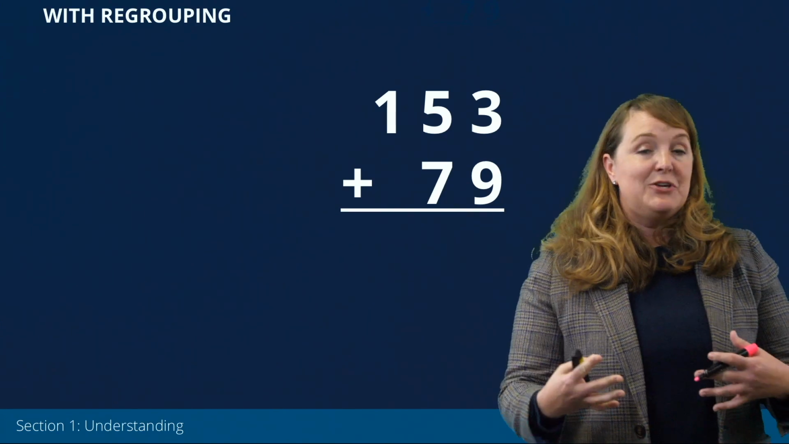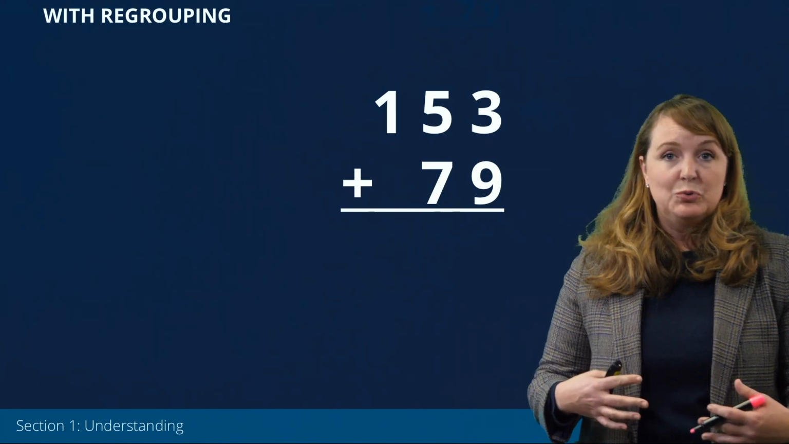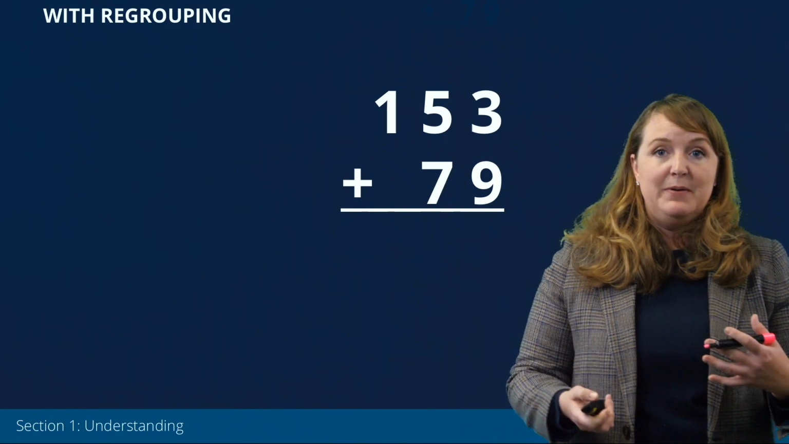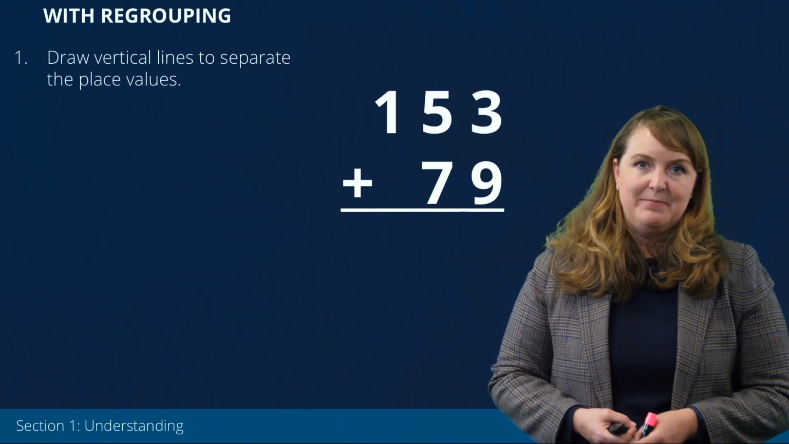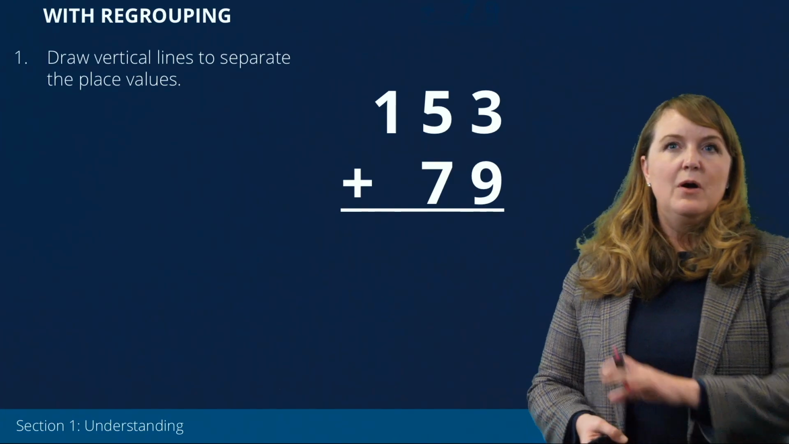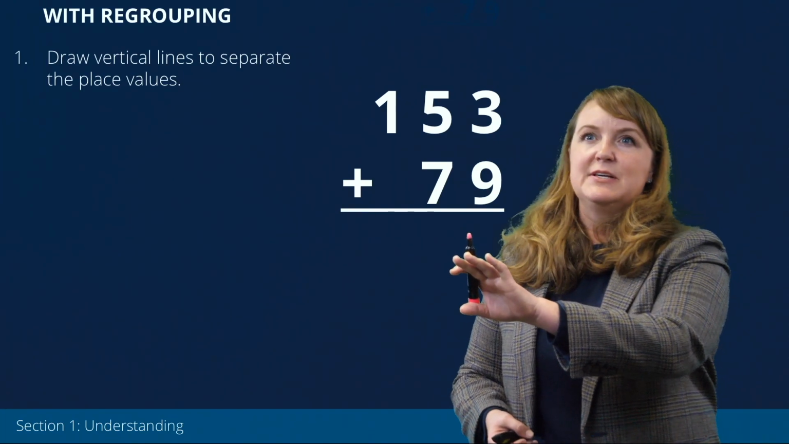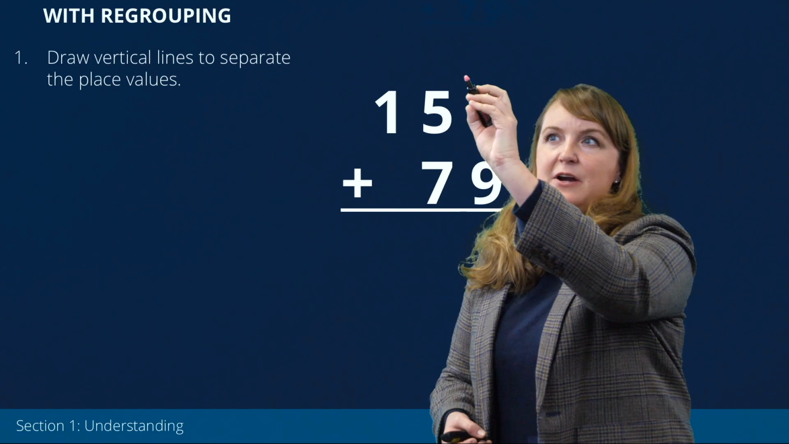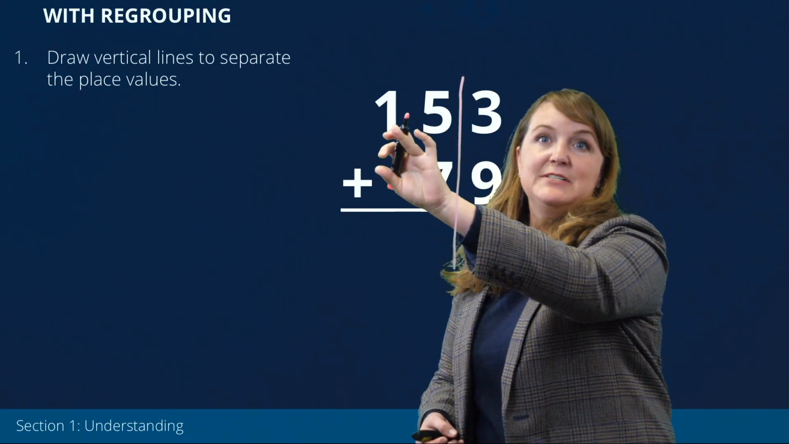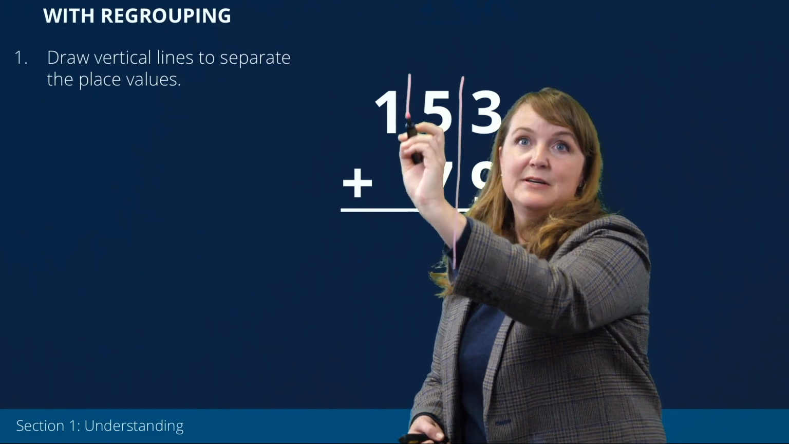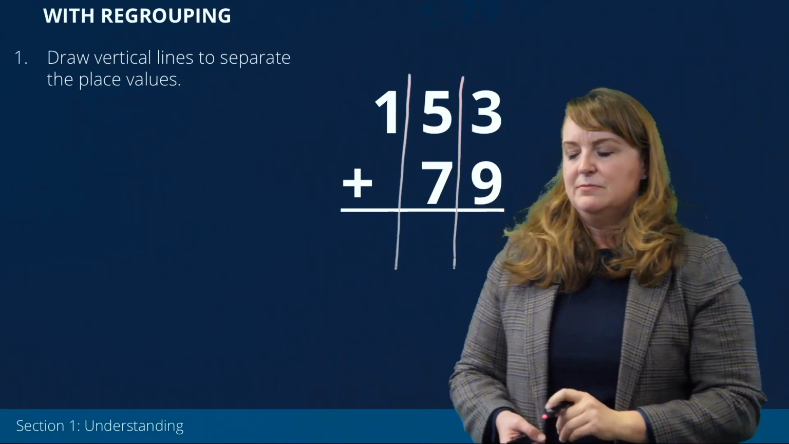Now let's not use hands-on tools or virtual tools. Let's use our paper and pencil to solve this problem, 153 plus 79. What's the first thing we should do? Well, I'm going to draw vertical lines to separate my place values. So here I have a ones place and a tens place. I'm going to go ahead and separate those. And here I have a tens place and a hundreds place. So I'll go ahead and separate those.